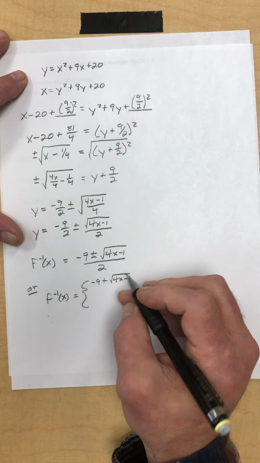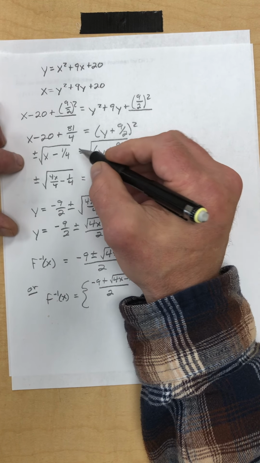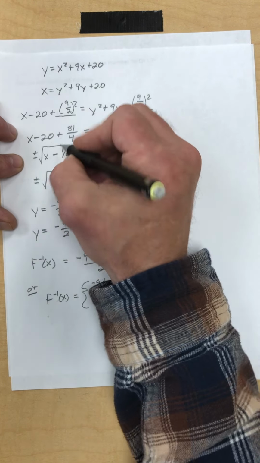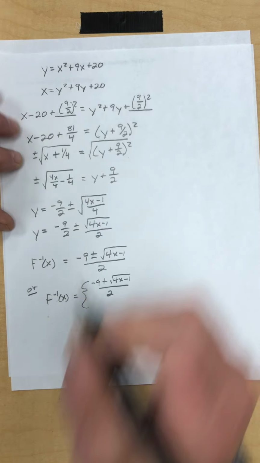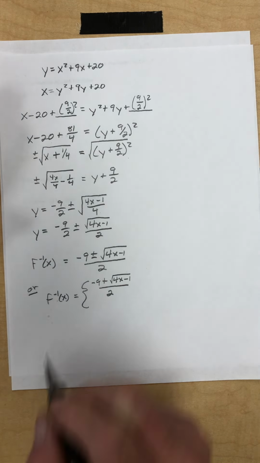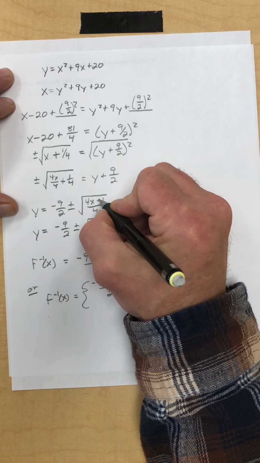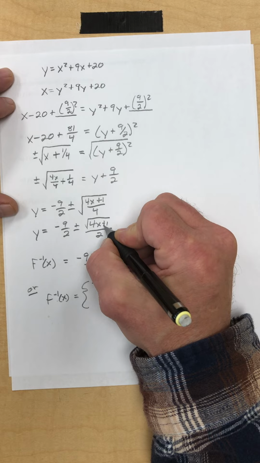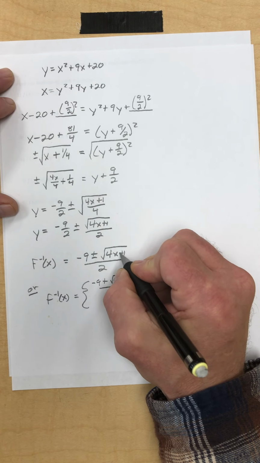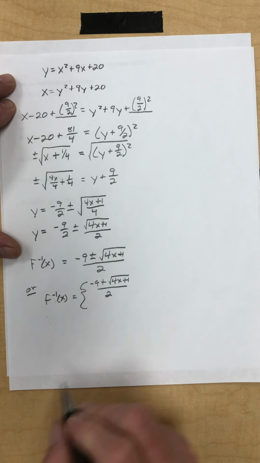I think I got a mistake. I think this is plus 1/4. Let me go back and check that. Negative 20 plus 81/4. Yeah, that's positive 1/4. So this would be plus. This would be plus. This would be plus. I'm glad we saw that. That would be plus, and that would be plus. Don't want to make that sign mistake.